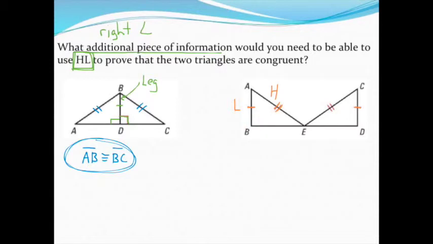In this case, the missing piece of information is that I would need to know that angle B and angle D are right angles, and I can't just assume that. The piece of information that's missing is that angle B and angle D are right angles, not that they're congruent to each other like we've been doing, although they would be if they're both right angles. I don't need them congruent to each other. I need to know that angle B and angle D are right angles. That's what I can't assume right now, but that's what I would need to know in order to use HL.